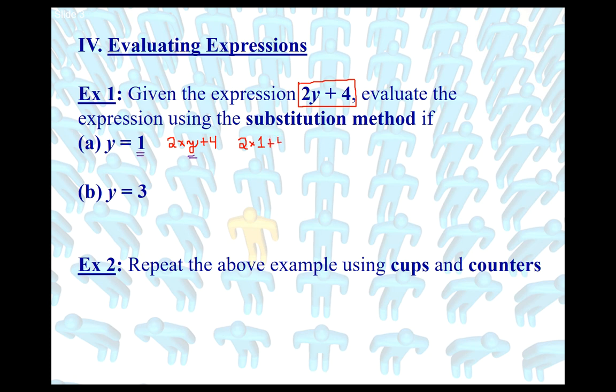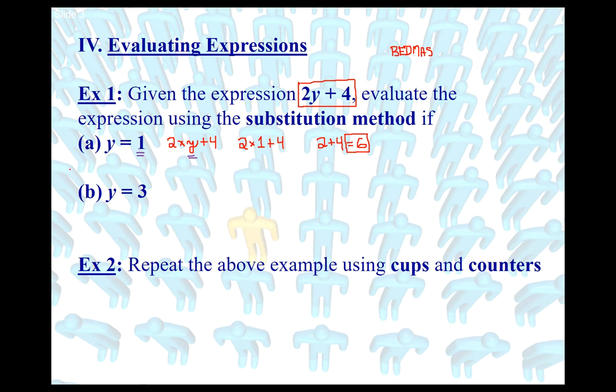And now we need to carry out the correct order of operations. So do you go 2 times 1 first or 1 plus 4? Well, going back to the order of operations acronym, we have BEDMAS. This tells me you're always going to do the multiplication first. We'll do 2 times 1 first, so that would be 2 plus 4. And then 2 plus 4 is, of course, equal to 6. So that's the expression evaluated when y equals 1.